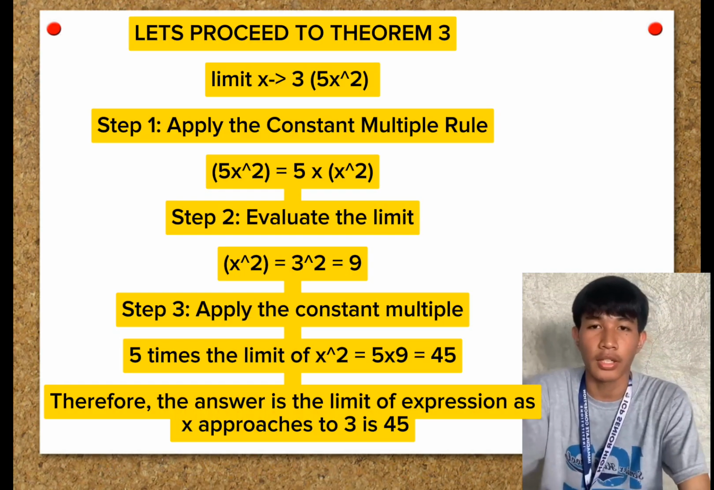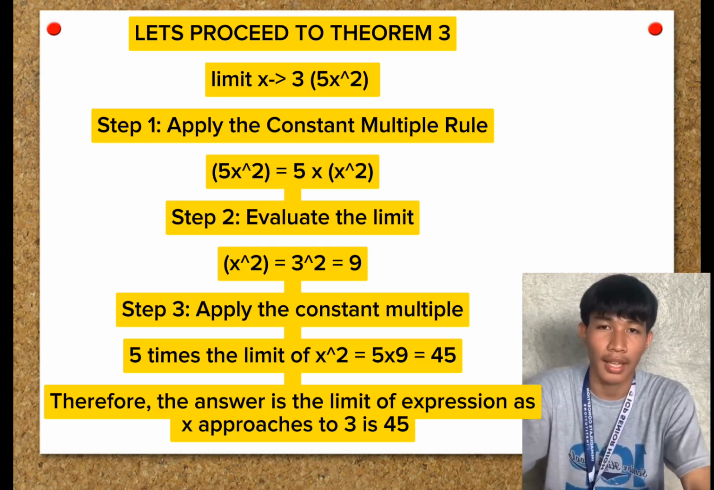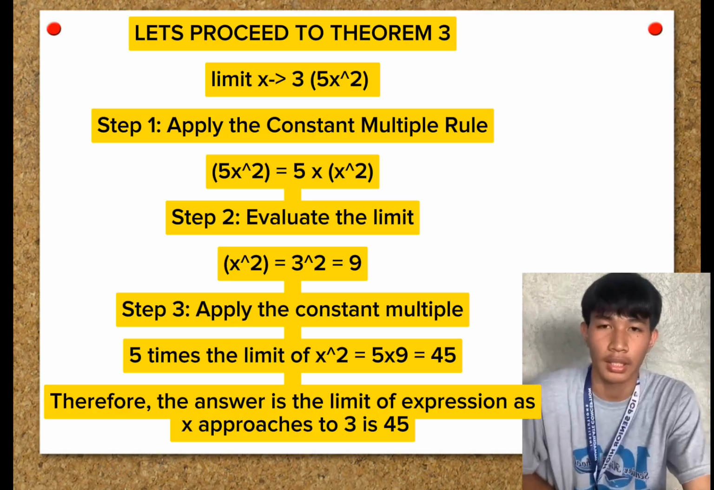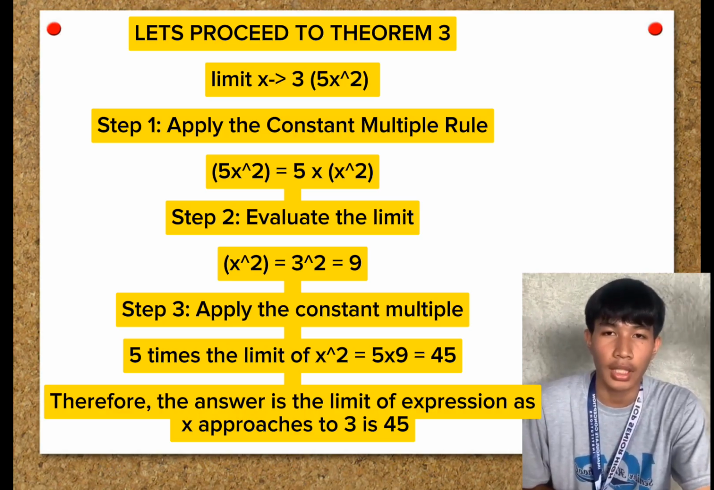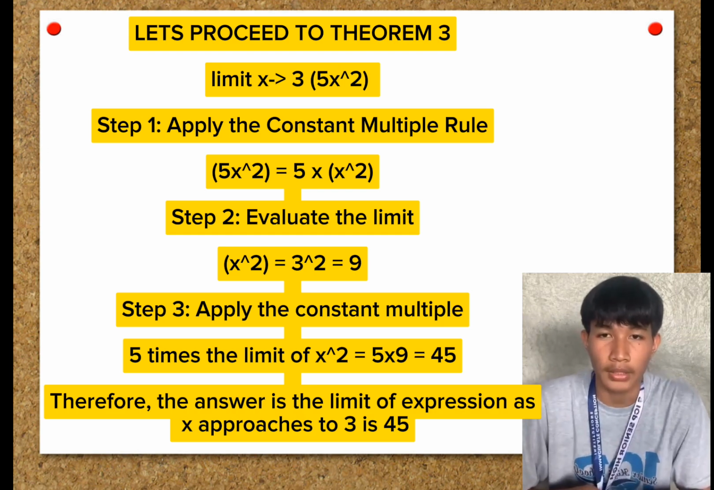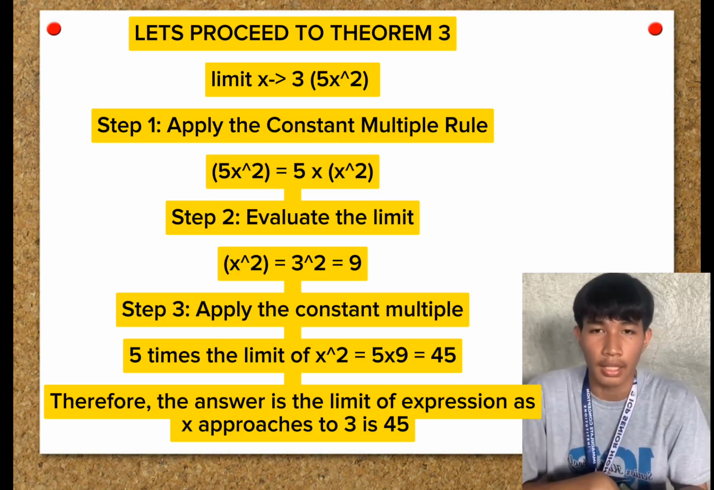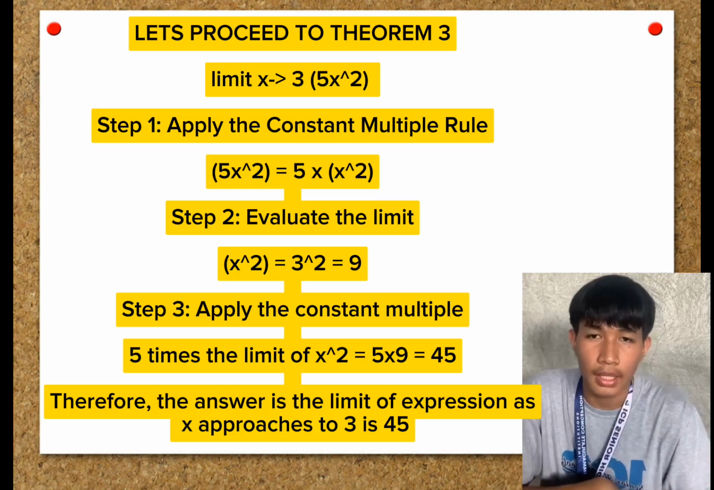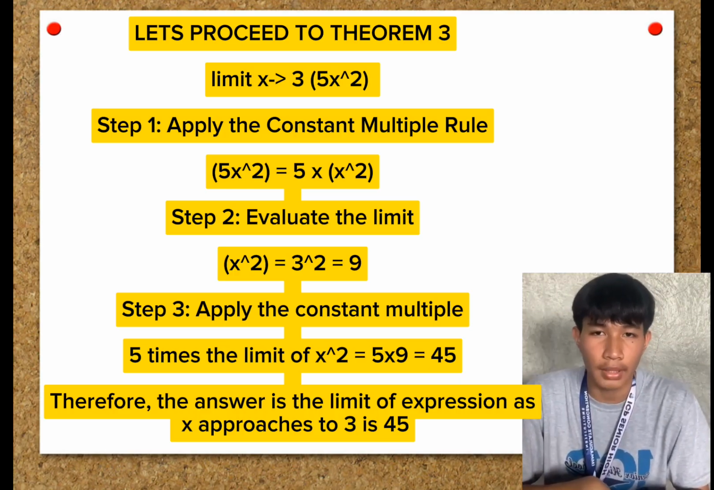Let's proceed to theorem 3. The given limit is the limit of 5x squared as x approaches 3. Step 1. Apply the constant multiple rule. The constant multiple rule states that the limit of a constant times a function is the constant times the limit of the function. We can rewrite the expression as the limit of 5x squared equals 5 times the limit of x squared. Step 2. Evaluate the limit.